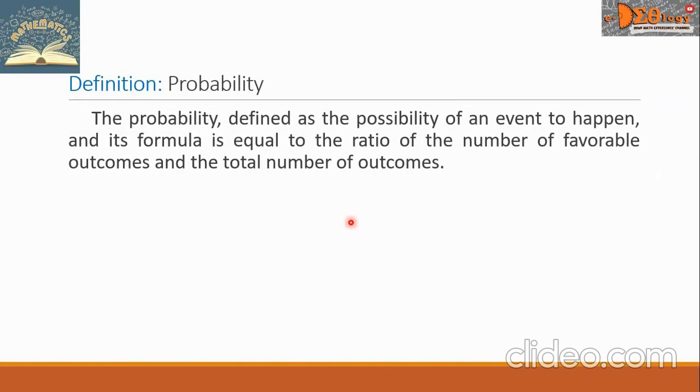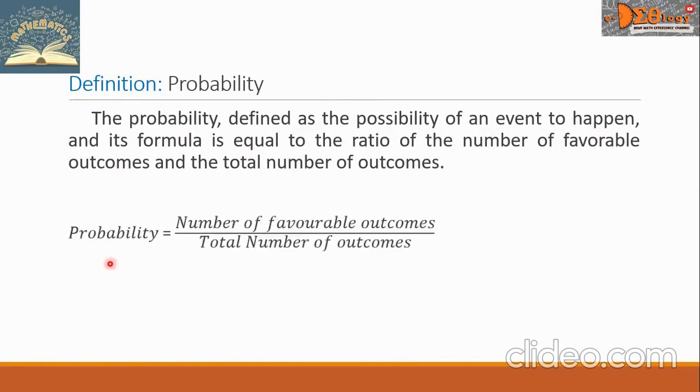Let us define probability. Probability is defined as the possibility of an event to happen, and its formula is equal to the ratio of the number of favorable outcomes and the total number of outcomes. In symbols, we will write probability equals the fraction where the numerator is the number of favorable outcomes over the denominator, the total number of outcomes.